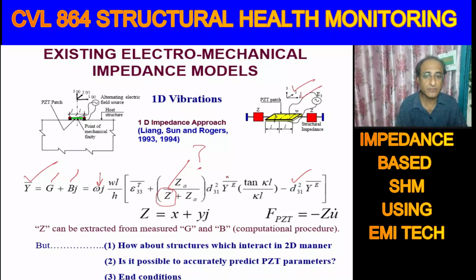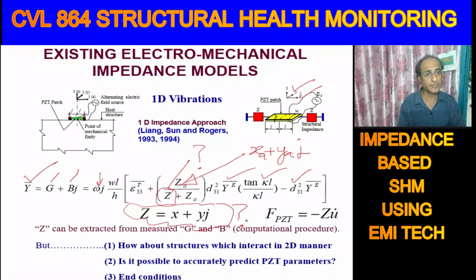D31 is supplied by the manufacturer. Young's modulus is known. Then kappa can also be calculated. The mechanical impedance of the piezo patch can also be written. We have derived the expression. So except Z, the mechanical impedance of the structure, the rest are all known. So we have two equations. From the measurement, we are measuring two parameters G and B, and we have two equations, one for the real part, the other for the imaginary part. So you can solve, and at the end you can find the mechanical impedance of the unknown structure. This is possible in Liang's model because we have only two equations and two unknowns.